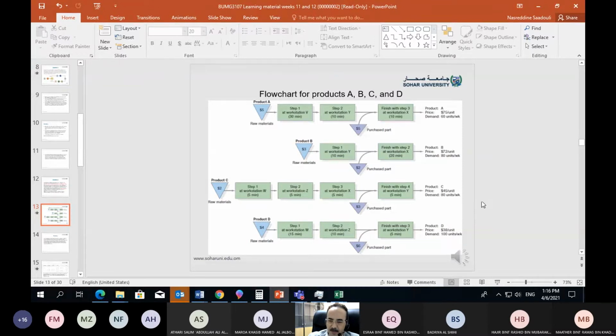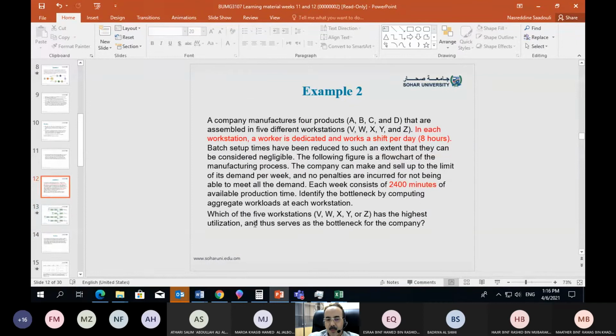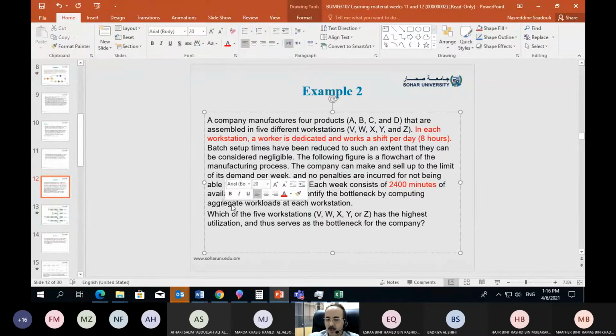So the idea is, in order to find the bottleneck, instead of just looking at the processing time and choosing the one with the highest, we calculate what is called the workload. Calculate the aggregate workload for each workstation. That means we find out for each workstation during a given production cycle, for example here during a given week, how many minutes each station will be used. The bottleneck will be the one that has the highest time.